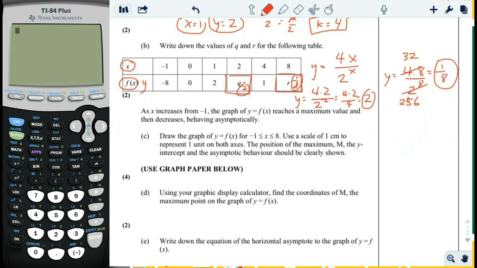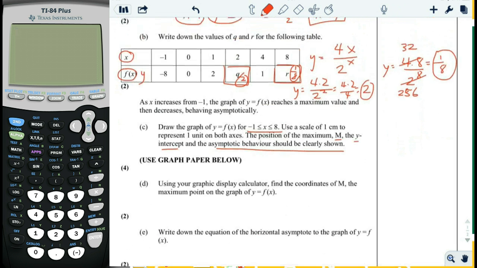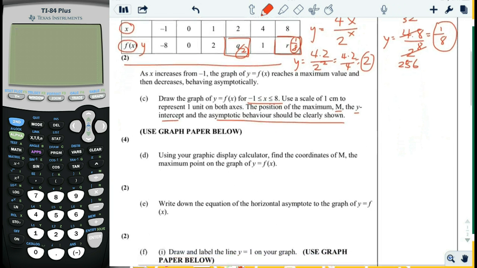Okay. As x increases from -1, the graph of y reaches a maximum value and then decreases, behaving asymptotically. Draw the graph of y for -1 to 8. Use a scale of 1 centimeter to represent 1 unit on both axes. The position of the maximum m, the y-intercept, and the asymptotic behavior should be clearly shown. So we're going to graph this function, and we already have all the points written here, right? We're just going to graph the function between -1 and 8.